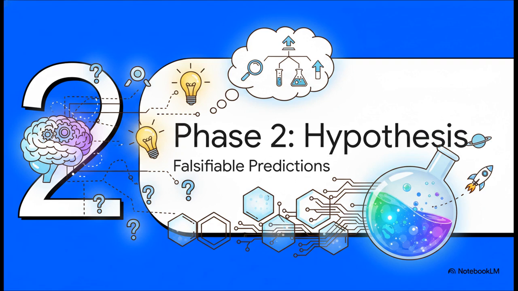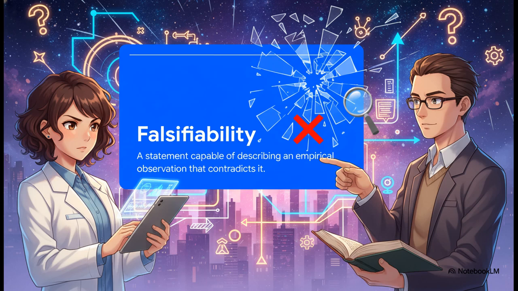Moving right along to Phase 2, formulating a falsifiable hypothesis. Okay, the absolutely crucial standard here is something called falsifiability. This was introduced by the philosopher Karl Popper, and essentially it means a true scientific inquiry doesn't just start with a conclusion that you stubbornly refuse to change. Nope, your hypothesis has to be structured in such a way that an empirical observation could literally prove it wrong. If a statement can't theoretically be proven false, well, it just isn't science.